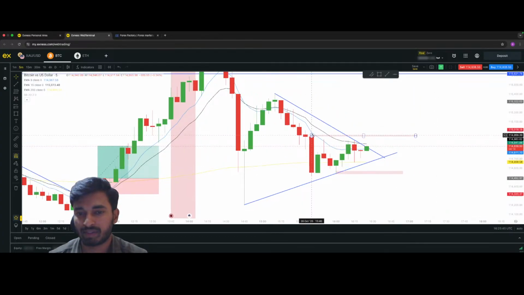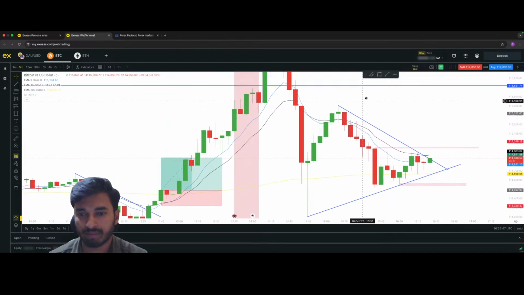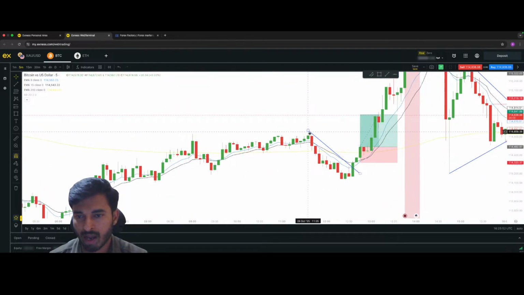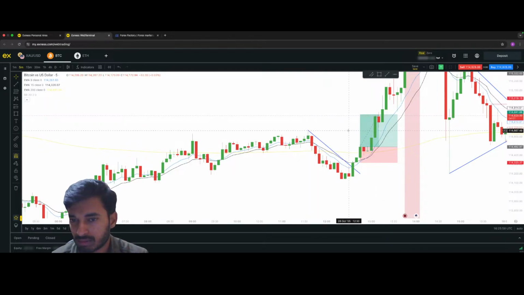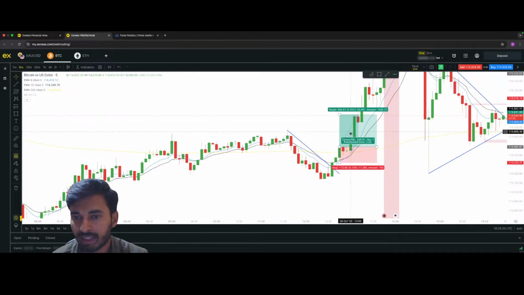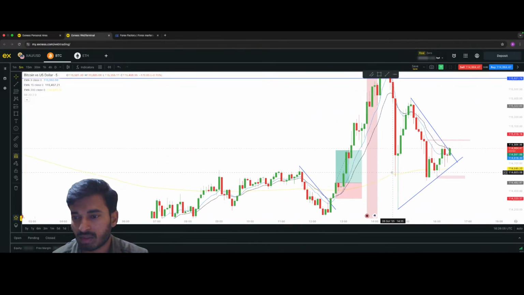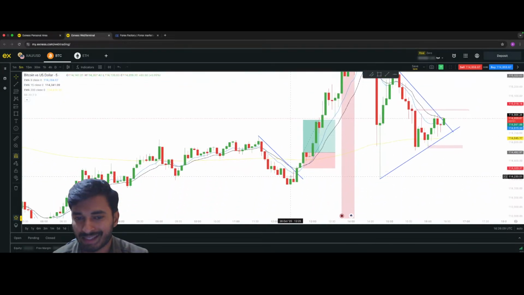But here some resistance is there. You can see it over here, there is a resistance. And here there will be so much liquidity. So they will take this liquidity and they will move up. Here so much liquidity. So I'm waiting for this same move.